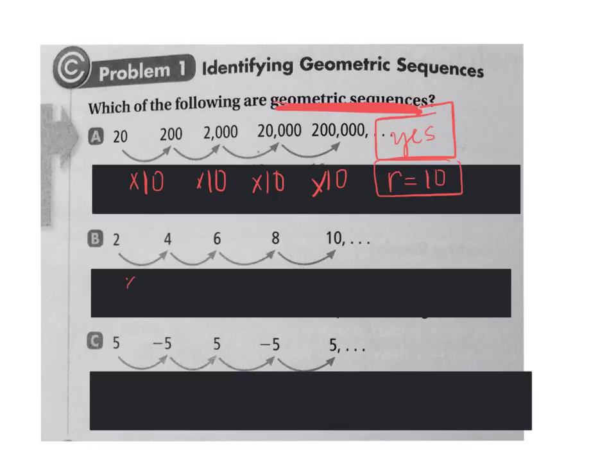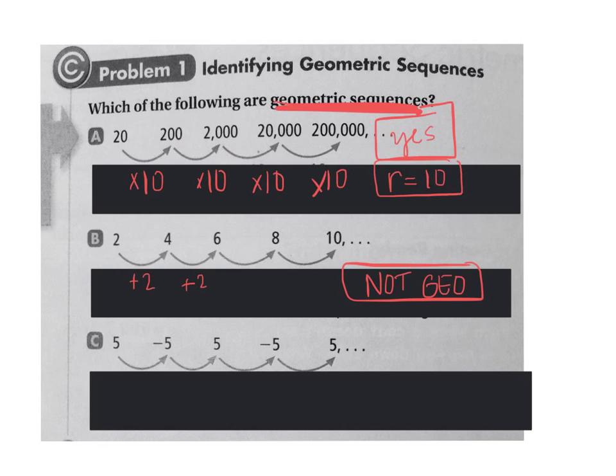Alright, B, 2, 4, 6, 8, 10. At first you think, okay, you're multiplying by 2, but you can't multiply by 2 here. So you're not multiplying by 2, you're just adding 2 each time. And that is not geometric. I'm just going to put not geo. It is arithmetic, but it's not geometric.